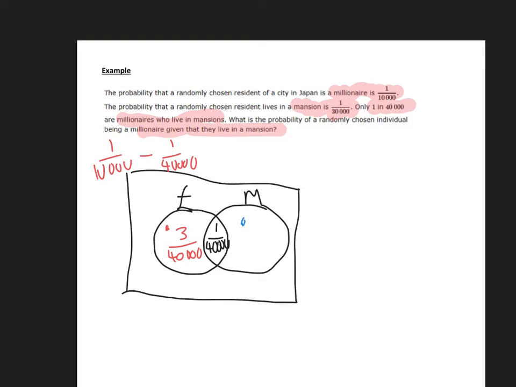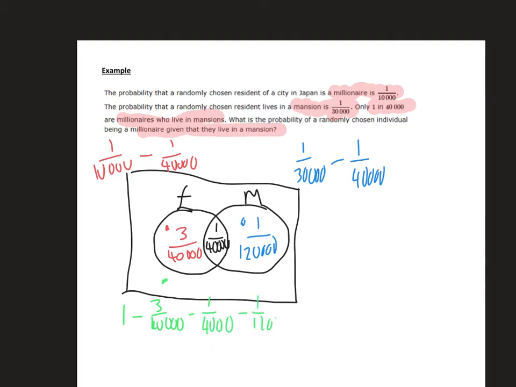Same thing for the mansion. I know that there should be 1 over 30,000 for mansion altogether. So I'm going to take away the 1 over 40,000, which is there, and that's going to give me 1 over 120,000. Then to get the outside bit, I'm going to take everything away from 1. So 1, take away that, take away that, take away that.